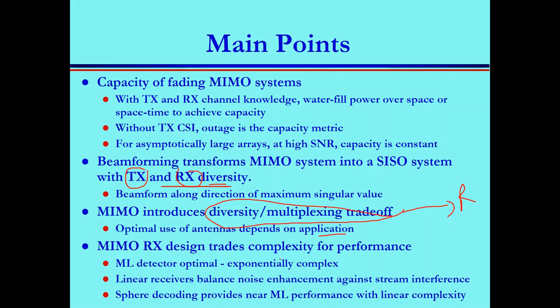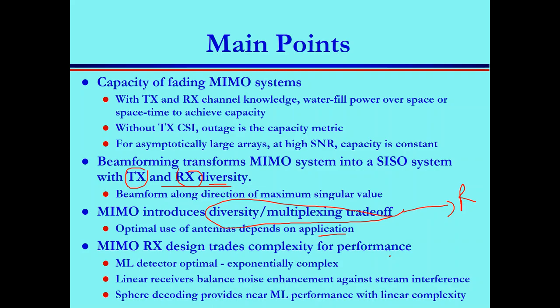MIMO receive design trades complexity for performance. There is a trade-off also, not between diversity and multiplexing, but also performance in terms of bit error rate and complexity. The more complex your receiver, the better your bit error rate. The less complex, the worse your bit error rate. How do you decide? Your resources at the receiver decide. If you want your battery to last for long, you shouldn't use extremely complex detection techniques. If you have an Internet of Things application, it's prohibitive to use complex detection techniques.